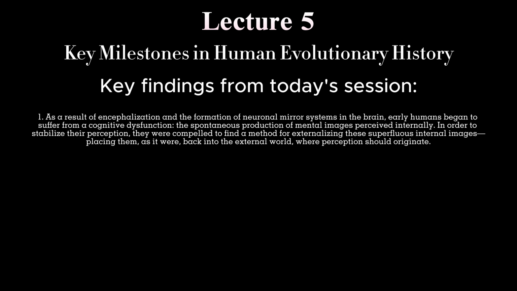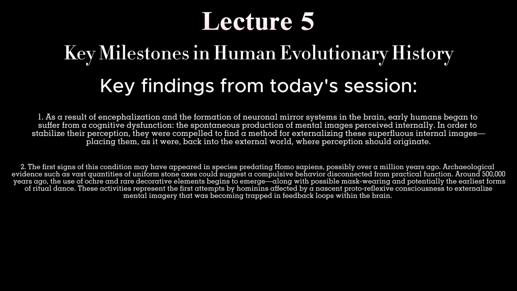1. As a result of encephalization and the formation of neuronal mirror systems in the brain, early humans began to suffer from a cognitive dysfunction, the spontaneous production of mental images perceived internally. In order to stabilize their perception, they were compelled to find a method for externalizing these superfluous, internal images, placing them, as it were, back into the external world, where perception should originate.